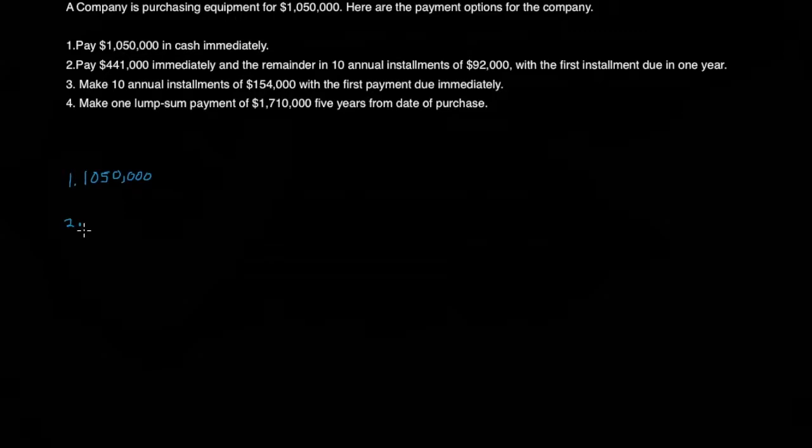With this one, we get into the time value of money. So we're going to go ahead and write what we know. We have $441,000 we pay immediately, and then 10 annual installments of $92,000. And the interest rate, I forgot to leave this in the question. So interest is at 10% for all scenarios. So we're going to do it at 10%.